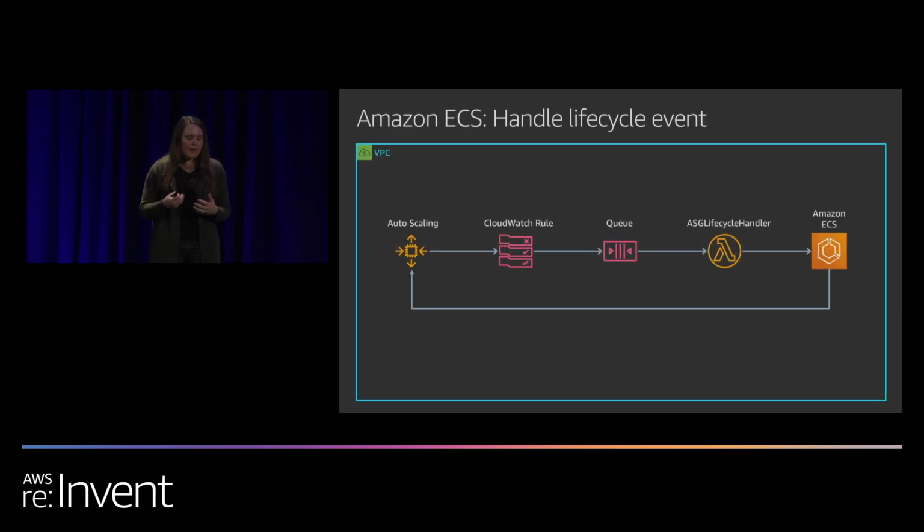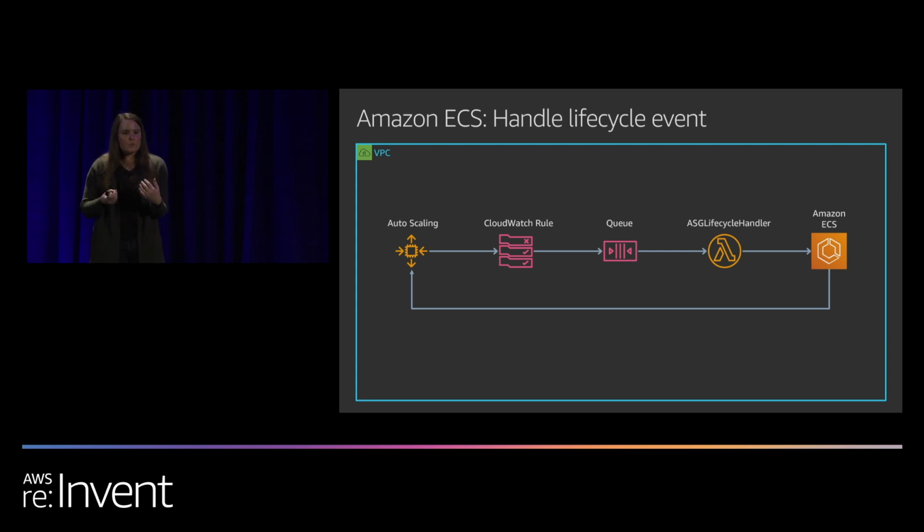We can use Lambda for that. So when the previous Lambda terminates an EC2 instance used by ECS, a lifecycle hook is triggered. A lifecycle hook is something that you can configure in an auto-scaling group. And we've configured that lifecycle hook to emit a CloudWatch event, and then a CloudWatch rule puts a message in a queue when it sees that event, and then a Lambda is triggered based on messages in that queue.